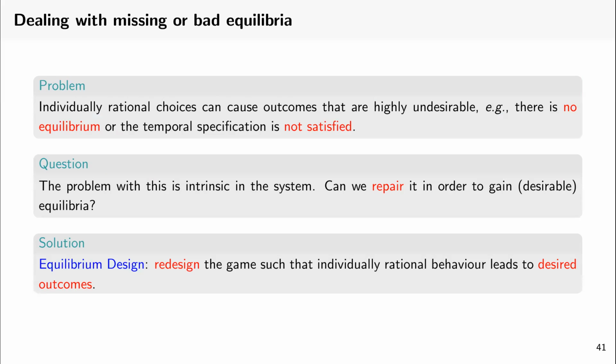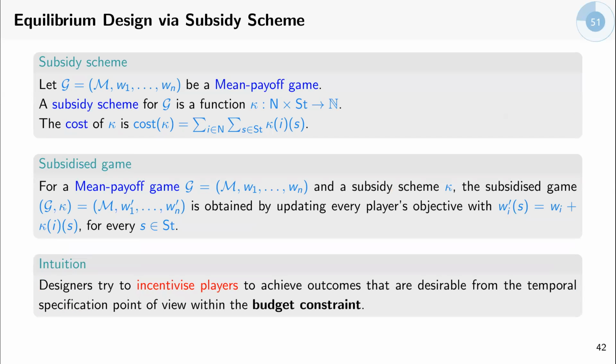What do we mean by redesigning the game? It is by a subsidy scheme. Now suppose we have a mean-payoff game. A subsidy scheme will be a function that maps from the set of agents and the set of states to some natural number. The cost is defined as the sum of the subsidy for each player and each state. And we have subsidized games: we have mean-payoff games, and we apply some subsidy scheme, so we obtain a new game with updated weights, which essentially just adds the subsidy to the weight of the games.